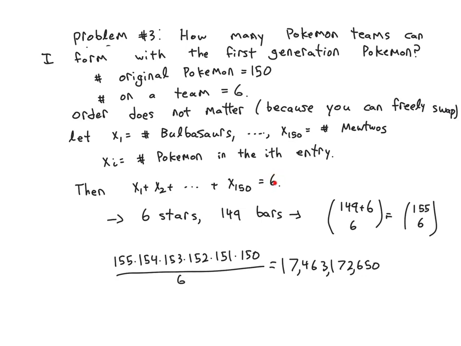But now you see the 6, and you realize, well, it's 6 stars again. There's 150 Pokemon, so there are 149 plus signs, so there's 149 bars. And so now with just using the star and bar chart argument, you see that the number of Pokemon teams is this: 149 plus 6 choose 6, which is 155 choose 6, which if you're crazy and you actually calculate, because you can, ends up being 17 billion different teams.